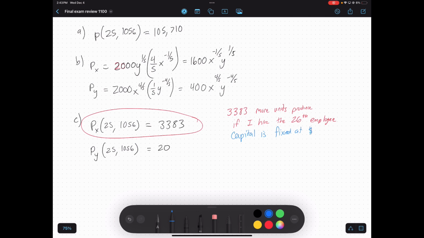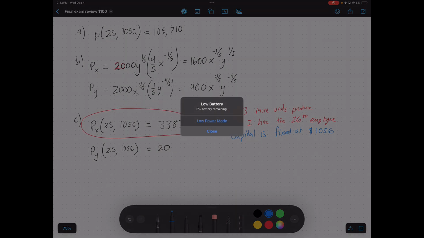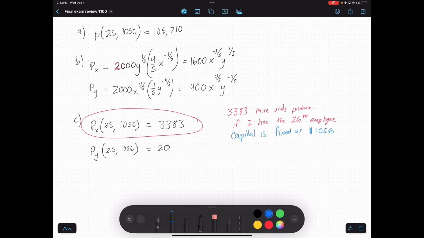If we look at the other number, if we look at 20, 20 is the exact opposite. 20 is how many more units I'll produce if I devote one more unit of capital to this production, right? If I spend one more dollar, if I spend $1,057 instead of $1,056. If I spend one more dollar, what are we assuming about the number of employees? It's fixed. We're fixing the number of employees at 25.